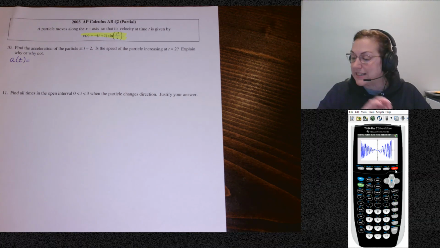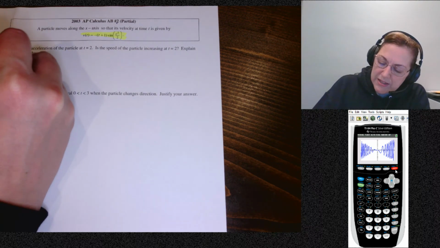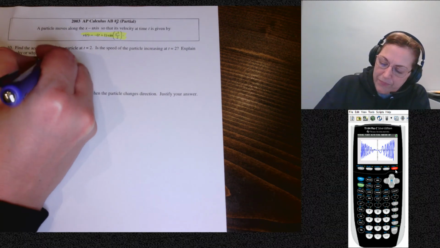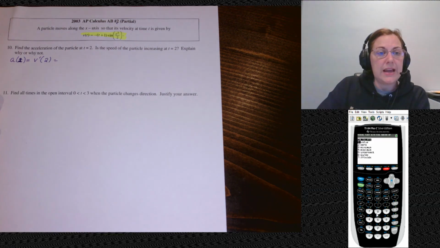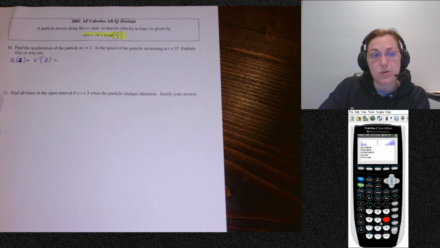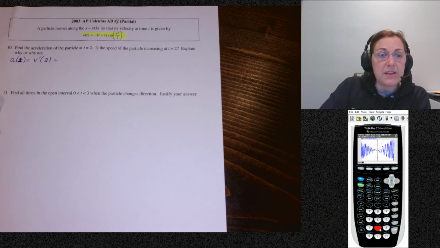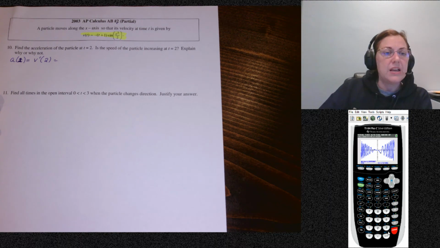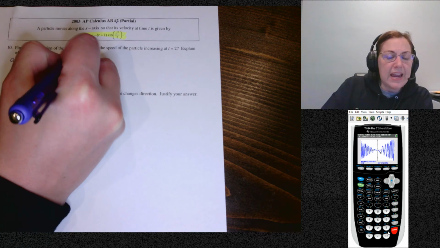So I'm doing second trace, and let's do this acceleration at 2. So I'm going to do second trace, and I'm going to choose option number 6 to find the derivative. And then it doesn't ask you for anything, but you just need to type in the value you want, which is 2. And look there, it gives you the derivative, 1.588.